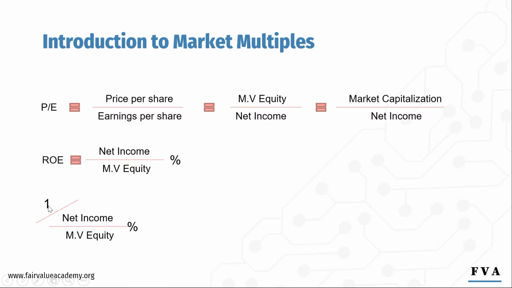To do that, we take 1 divided by ROE, and 1 divided by a percentage usually gives us a multiple. And so it inverses, and we get market value divided by net income, which is another way of saying PE multiple. So as you can see, the PE multiple is the inverse of the return on equity formula. But ROE is very problematic. And if ROE is problematic, then the PE multiple becomes problematic.